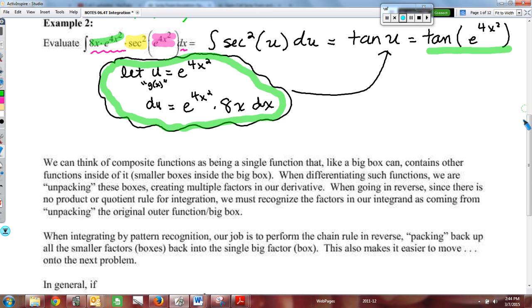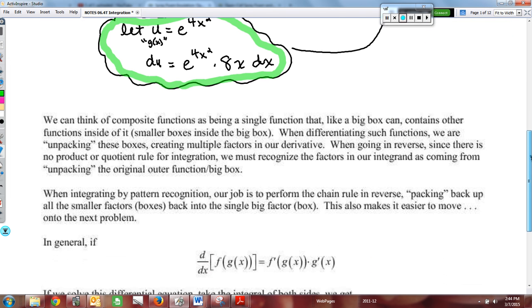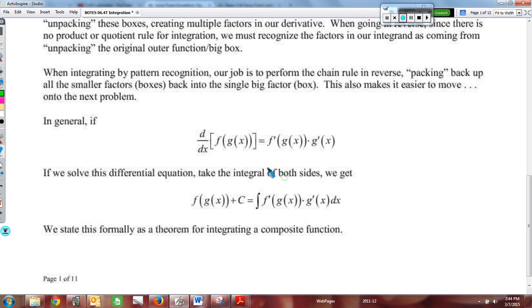All right? And so the idea is that when we're packing it back up, we're keeping in mind that the derivative of f of g of x is f prime, and then you have the stuff that got unpacked from the inside function. So when we work backwards, you take the stuff that got unpacked and ignore it because you're putting it back in, and then you know that the antiderivative of f prime gives me back f.